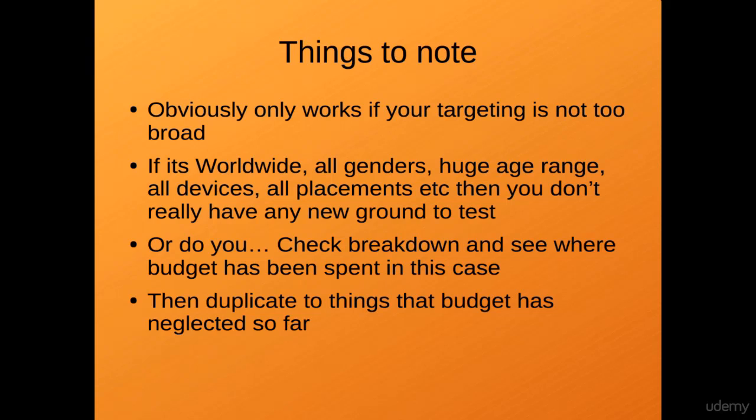So basically, to summarize, what you would do is just duplicate to things that the budget has neglected so far. So in the example I just spoke about, it would be desktop because it only used 5% of the budget. And that is the end of the section on scaling.